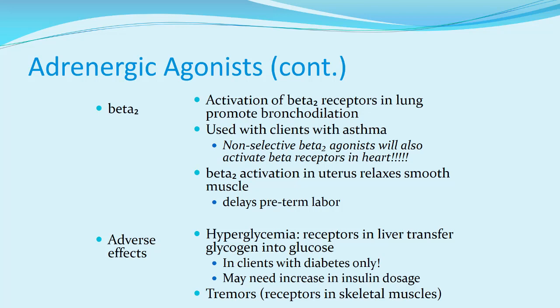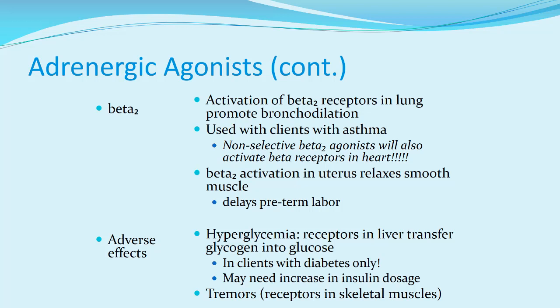Because activation of beta-2 receptors in the liver will convert glycogen into glucose, serum glucose levels can increase. So we've got to be cautious for those clients with diabetes. Clients with diabetes who are prescribed beta-2 agonists might need an increase in their insulin dosage.